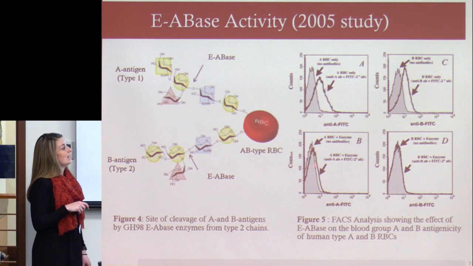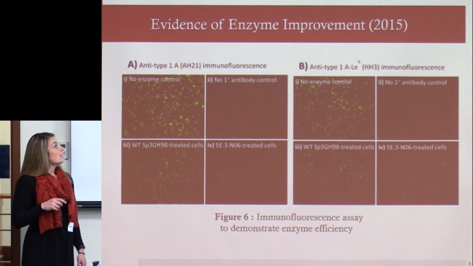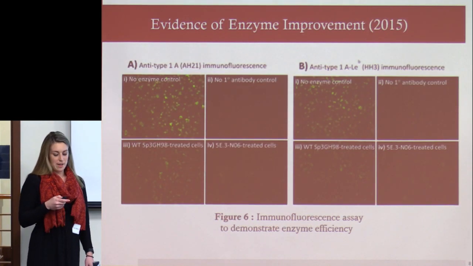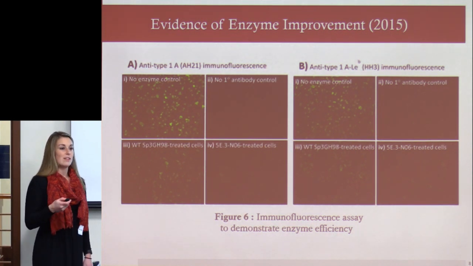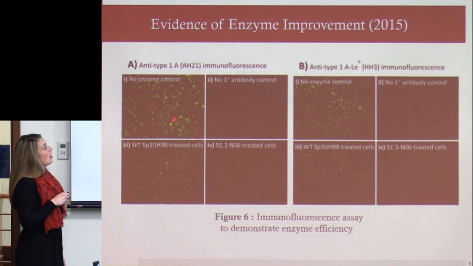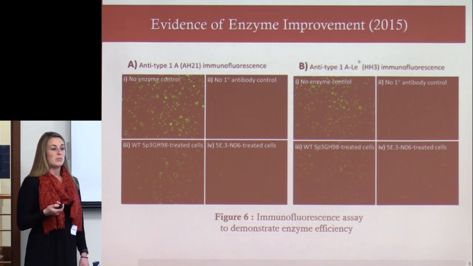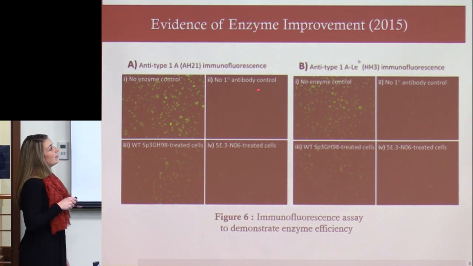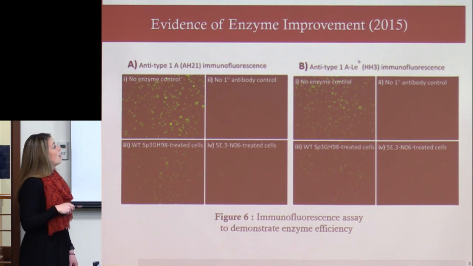So here is where the improvement was on the new enzymes. This is a direct comparison between the original enzyme isolated in 2005 and the structurally evolutionized enzyme. Up here is just a control. The fluorescence is indicative of the antigen-antibody binding. Here is the no antibody control, so without that binding there is no fluorescence.